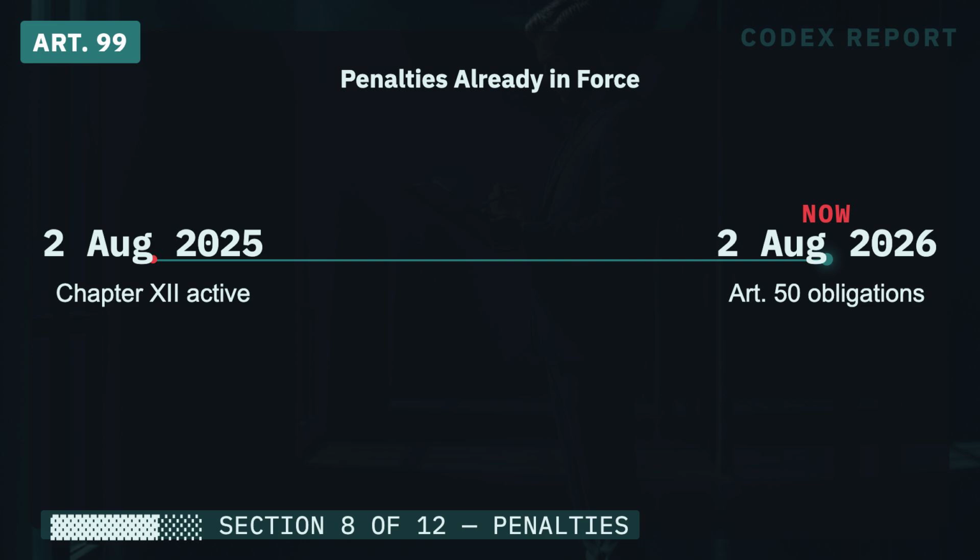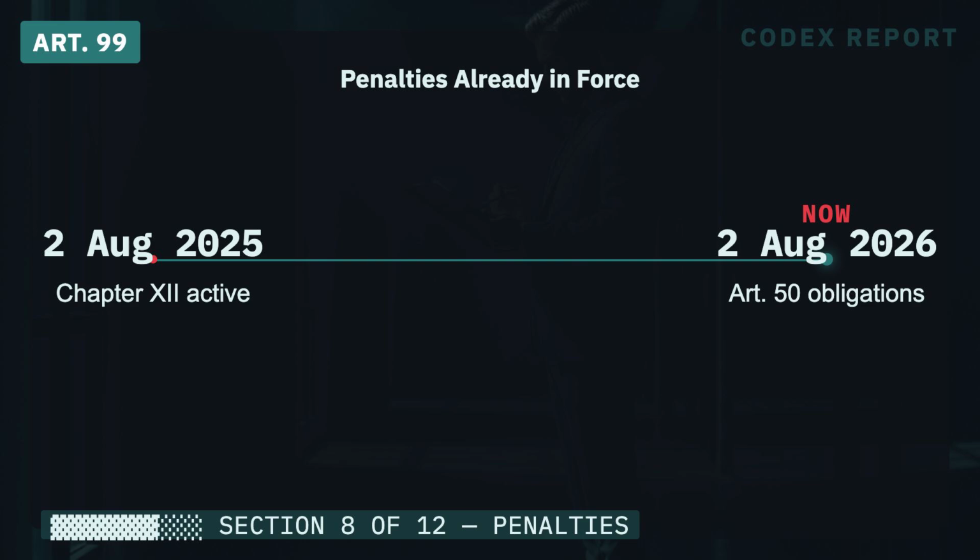Second, the provider-deployer distinction matters for penalty exposure. If the non-compliance relates to a provider obligation, paragraphs 1 or 2, the provider faces the fine. If it relates to a deployer obligation, paragraphs 3 or 4, the deployer faces it. But in practice, regulators will likely examine the full chain.